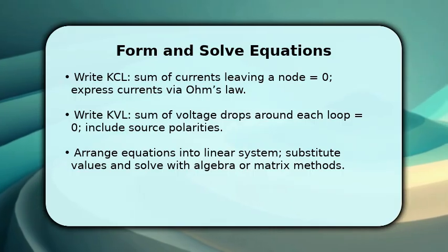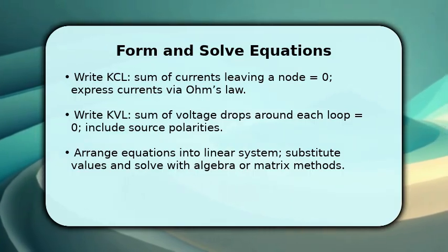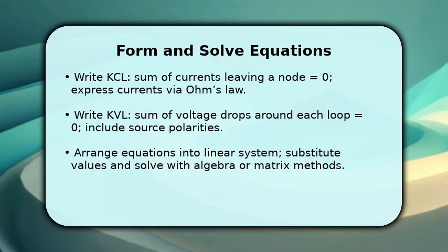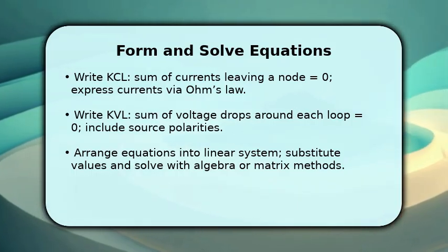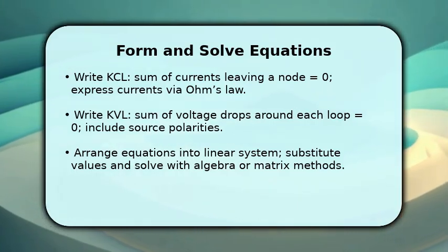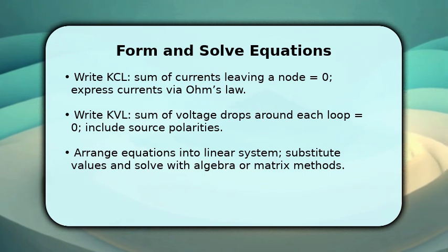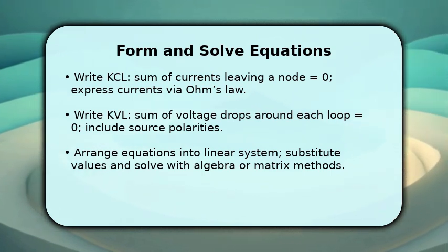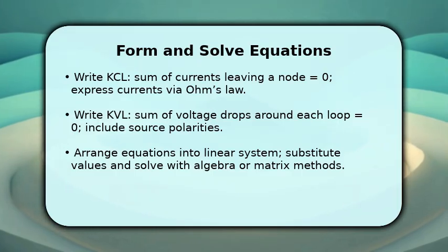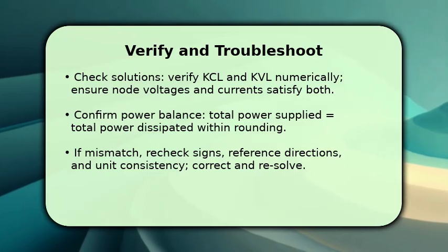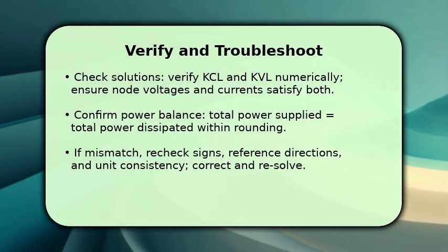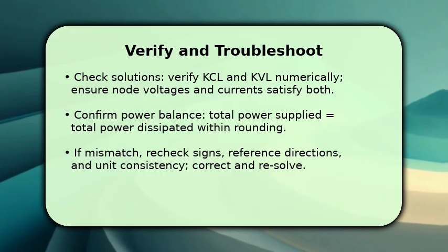Then collect terms and arrange the system in standard form, coefficients left, constants right, so you can use substitution, elimination, or a matrix solver. As you solve, track units and simplify fractions to avoid arithmetic mistakes. You finish by plugging the solved currents and voltages back into the original KCL and KVL equations to confirm they hold numerically. This validates your algebra.